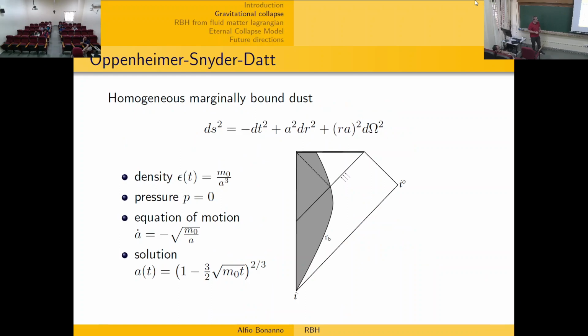So what happens in this case? We can study this collapse in the case of homogeneous marginally bound dust. In this case, the density is given by this expression, the pressure is 0, and the equation of motion is simply given by this expression here. You can see A dot is given by this expression. That means that A double dot is negative, which means that you will eventually end up in a singularity. And this is a simple solution, the Oppenheimer-Snyder-Datt solution for the collapse of homogeneous dust.